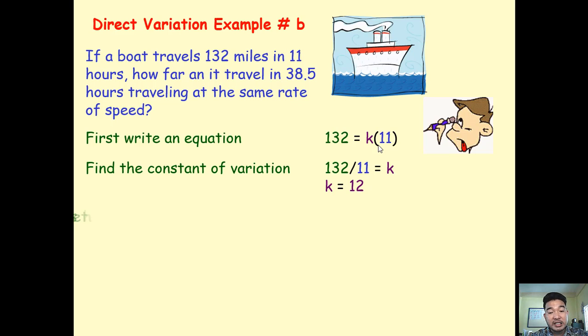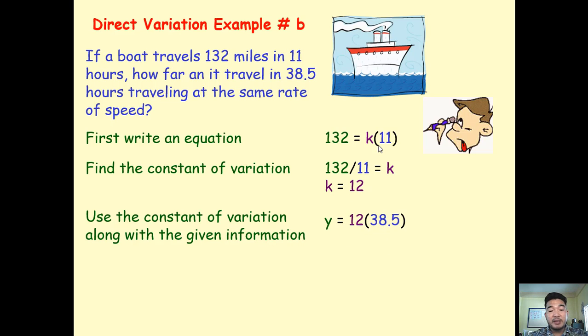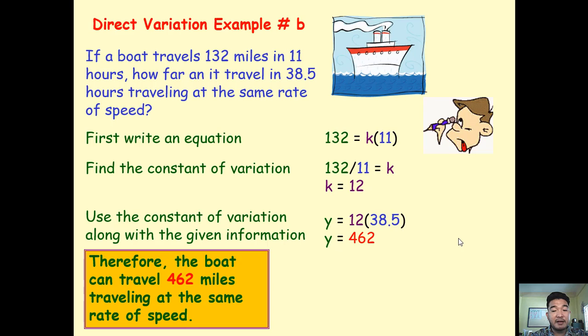Using the formula y is equal to kx, and using the constant of variation, which is equal to 12, we will be having y is equal to 12 times 38.5, and simplifying further, you will have 462 miles. Ibig sabihin, sa loob ng 38.5 hours, ang boat ay makaka-travel ng 462 miles at the same rate of speed.